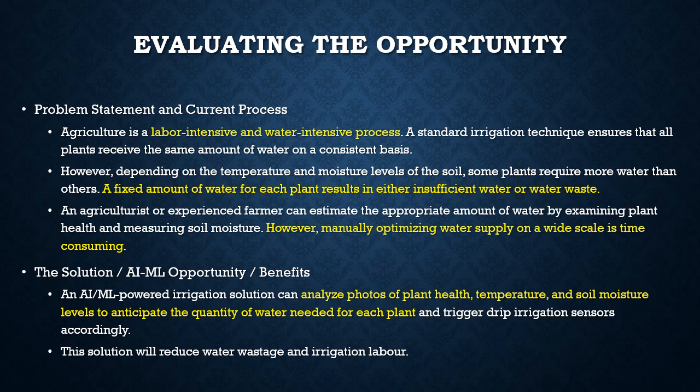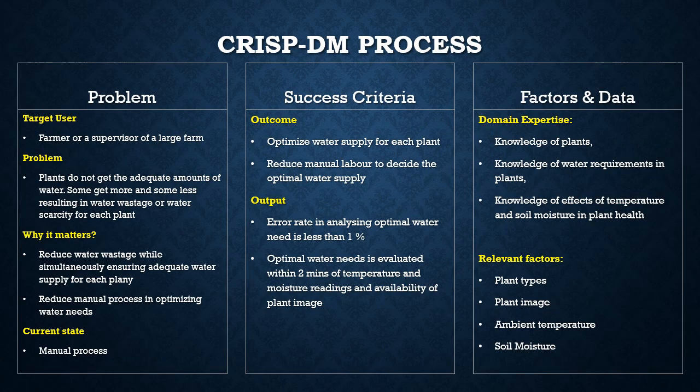And then the system can trigger the drip irrigation sensors accordingly. We are not going to cover the triggering of the sensor part of this project. The solution will result in reduction of water wastage and the irrigation labor that is being used in the farming process. The problem statement: our target user is going to be a farmer or a supervisor of a large farm.